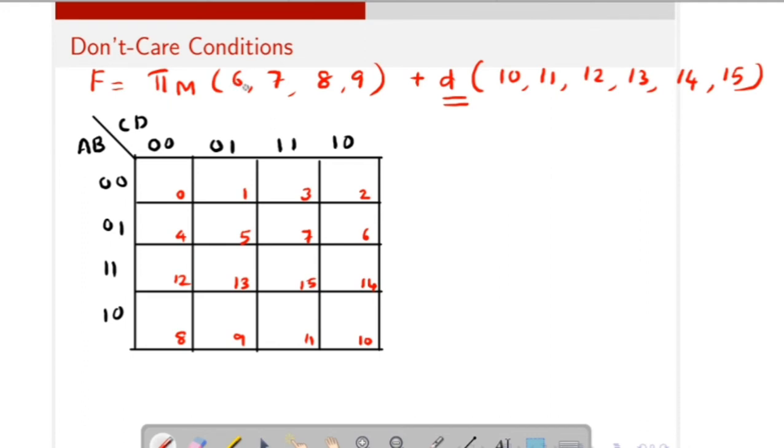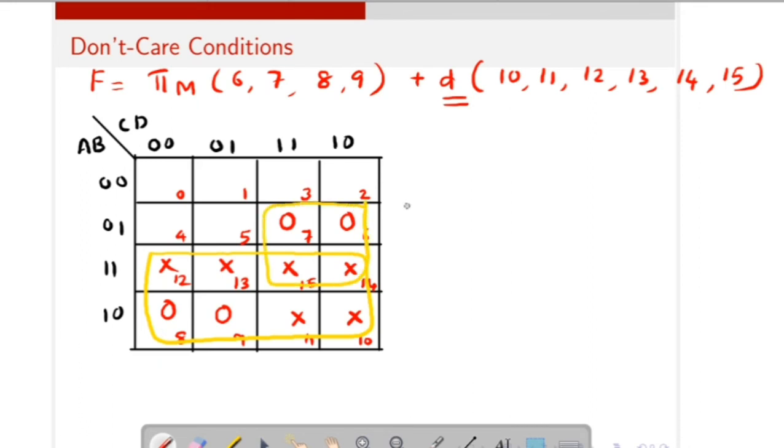In this K map, first we enter 0 for the max terms 6 7 8 9. Then mark X for the don't cares 10 11 12 13 14 15. Okay, next we can perform the grouping. So here this one forms an octet, then here it forms a quad.